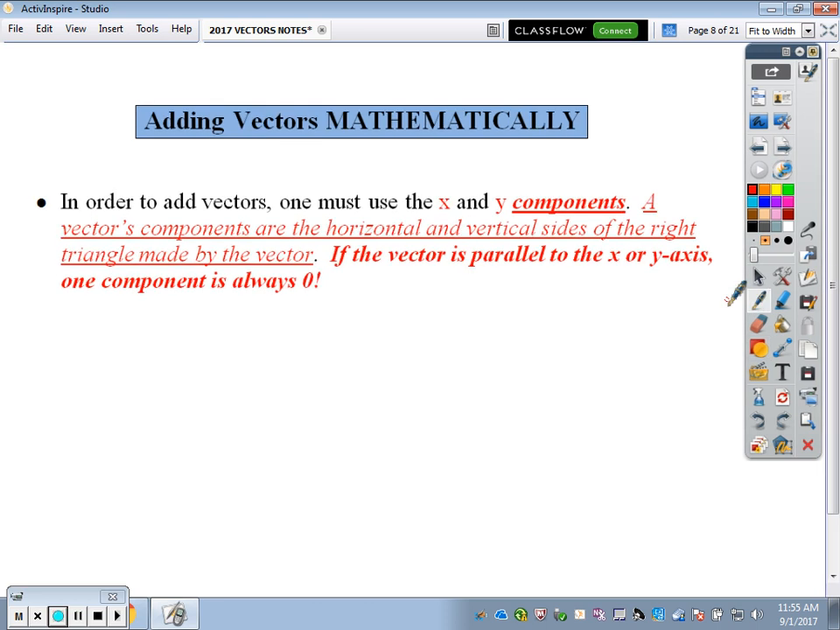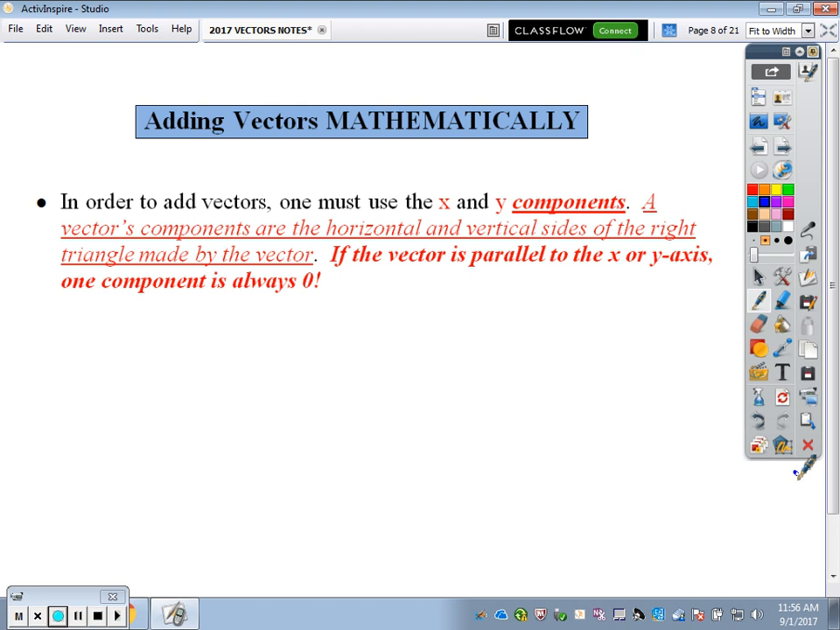So, adding vectors mathematically. In order to add vectors, we have to use the x and y components of those vectors. Okay? The x and y components are the horizontal and vertical sides of the right triangle made by that vector. So when we draw a vector, especially if it is 2-dimensional, we can turn that into a right triangle where that vector becomes the hypotenuse. And we simply draw in an x-axis and a y-axis, and then we can go ahead and figure some things out based off of that.